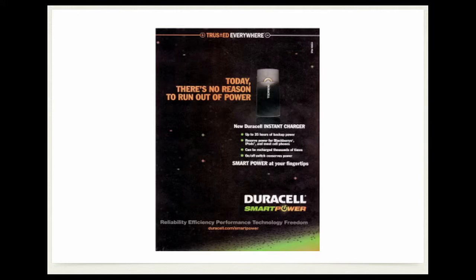On the flip side, mixing too many alignments can have the same effect. The Duracell ad has lots of great ideas going on, but the alignment is all over the place. First, the "trusted everywhere" at the top and "reliability, efficiency, performance, technology, freedom" at the bottom are center justified. The dominant text, "today you never have to waste a drop of power," is right aligned to the battery charger, which isn't even centered over the text beneath it, which is centered. The Duracell Smart Power logo itself is justified, but the entire logo placement on the page is right aligned.